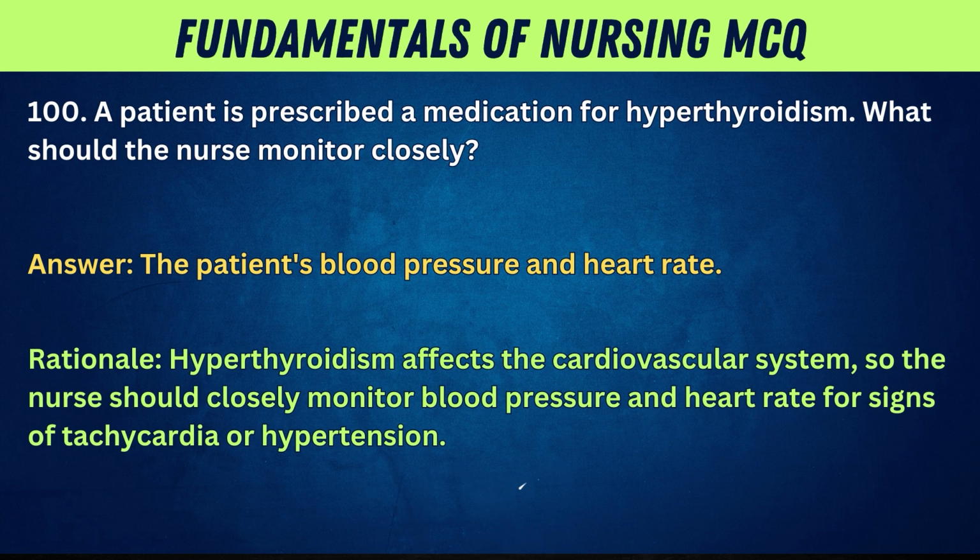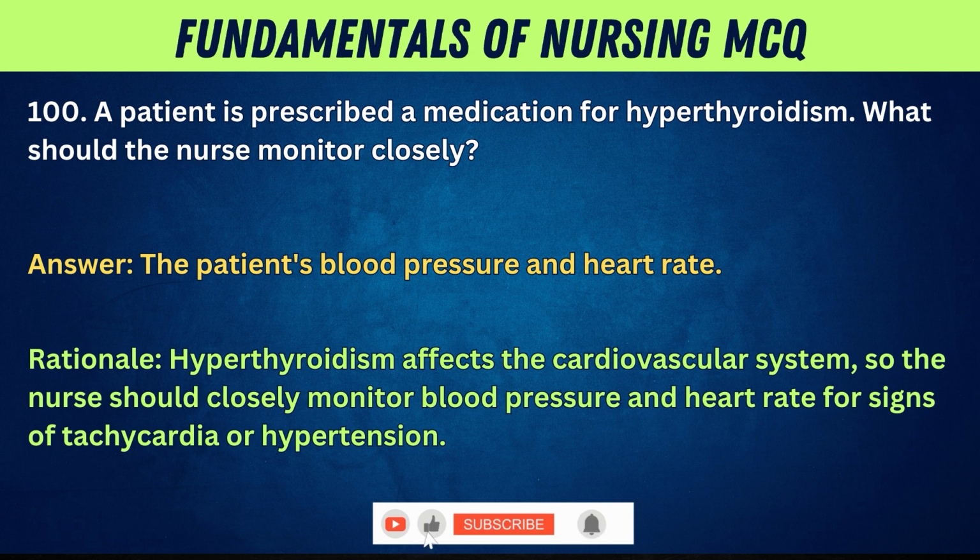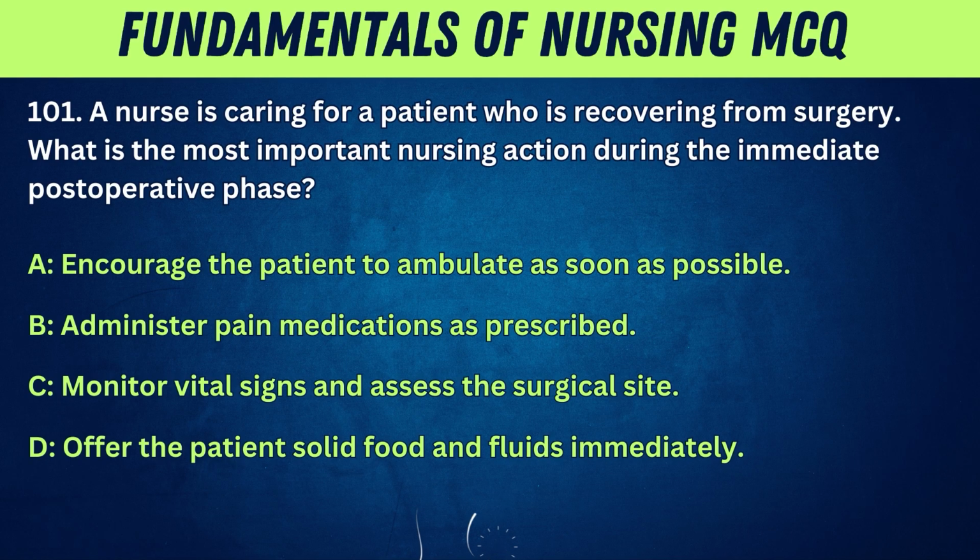Rationale: hyperthyroidism affects the cardiovascular system, so the nurse should closely monitor blood pressure and heart rate for signs of tachycardia or hypertension. 101. A nurse is caring for a patient who is recovering from surgery. What is the most important nursing action during the immediate postoperative phase?